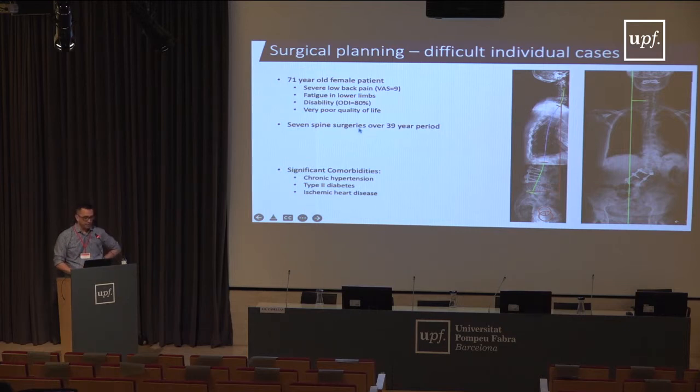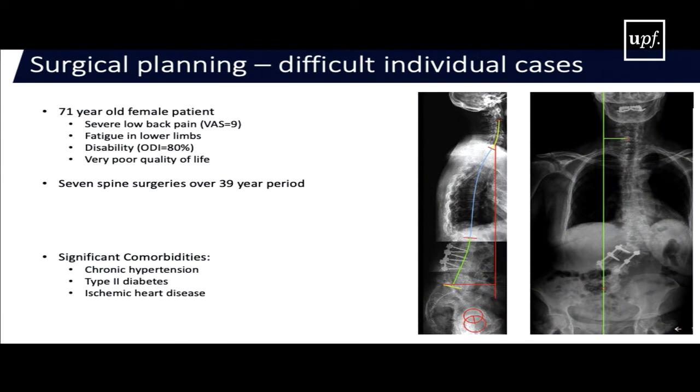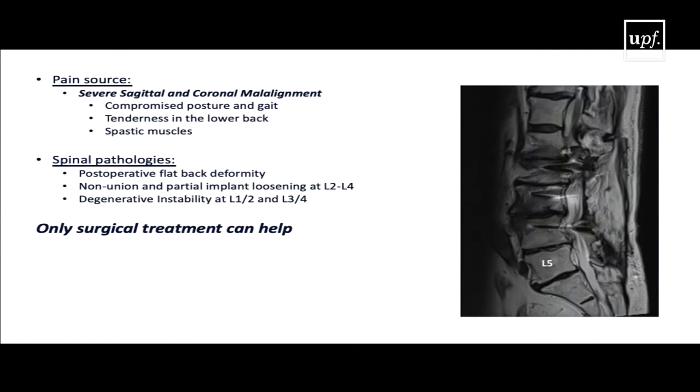Actually, the patient had 7 spine surgeries over a 40-year period. So multiple surgeries, and these are not really rare. We call that failed back surgery syndrome. And this is an old patient in high level of pain, in high disability, with significant comorbidities. But we know that in this kind of situation, what you can see on the X-rays, only the surgical treatment can help. We call that post-op flat back deformity.